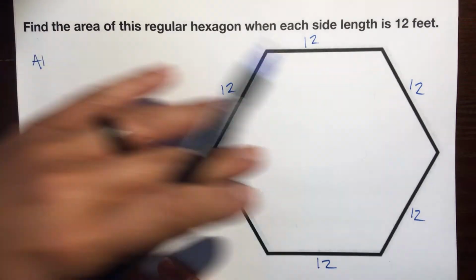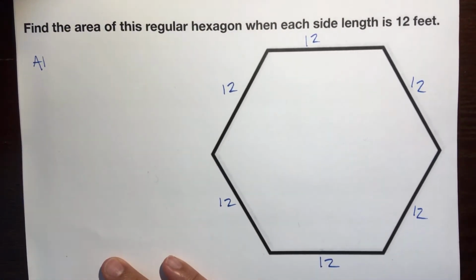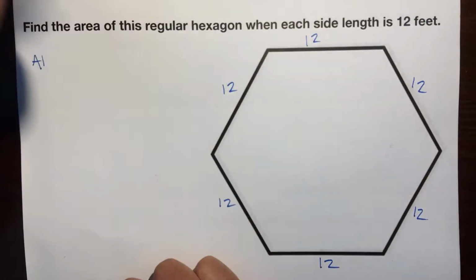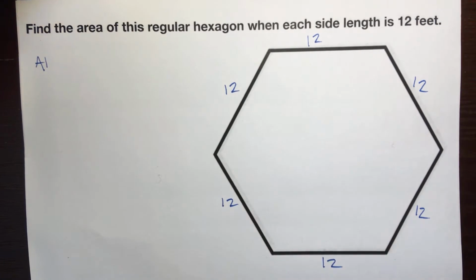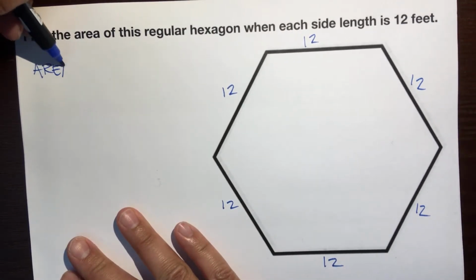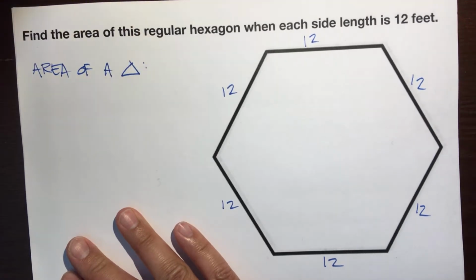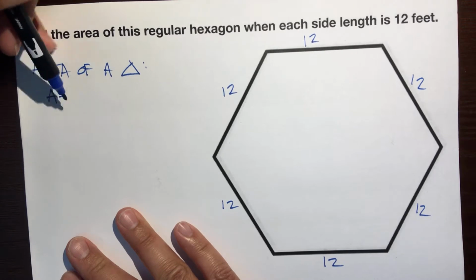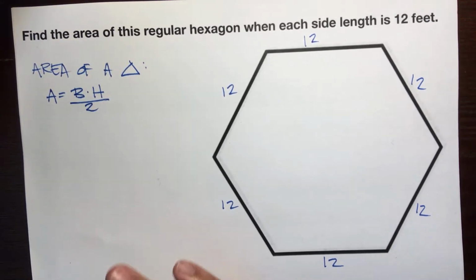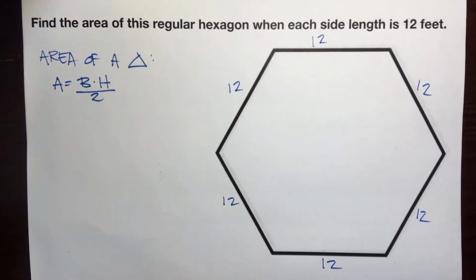Okay, so there are many steps. It's like building a house. We need many steps to build a full house. So to figure out the area of this entire hexagon, it takes a few steps. All right, so the first tool that we need is to remember the area of a triangle. And the area of a triangle is A equals base times height divided by 2. Okay, I know this is a hexagon, but we're going to reference that.